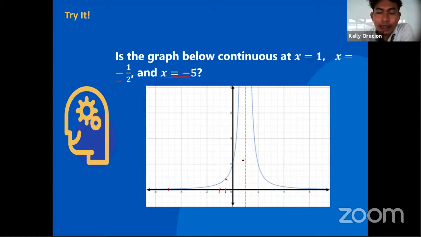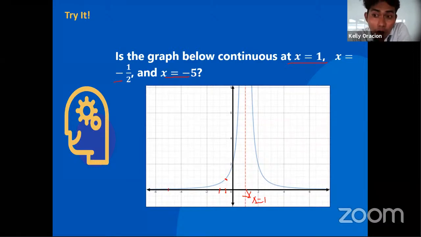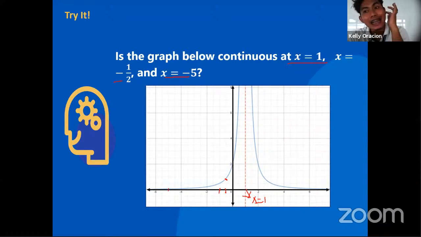However, the graph is discontinuous at x is equal to 1. This is x is equal to 1, and that is your vertical asymptote. Again, what did I say earlier? Whenever it's a vertical asymptote, the graph is not continuous at that point. X is equal to 1 is the vertical asymptote of the graph, so it is discontinuous at x is equal to 1. So that's all.